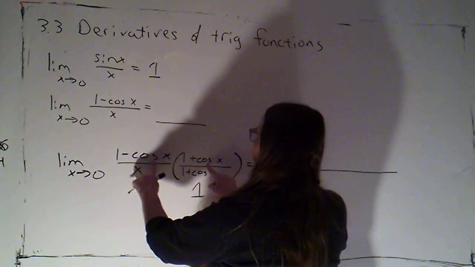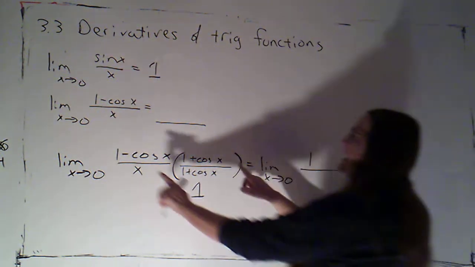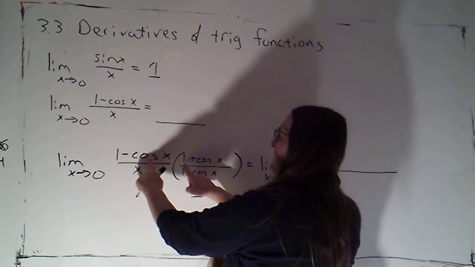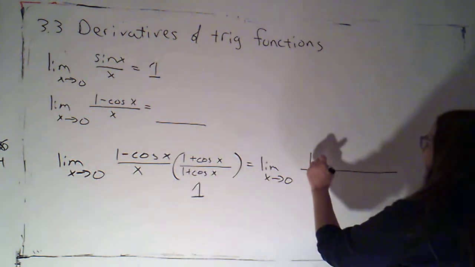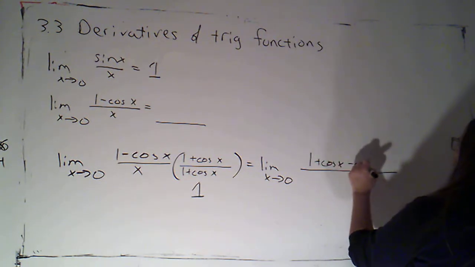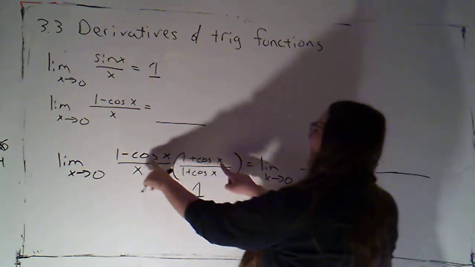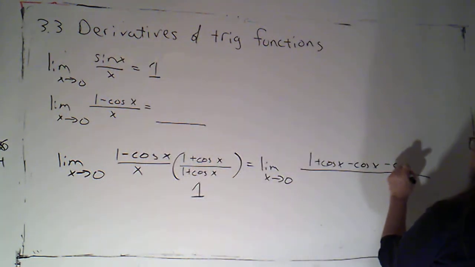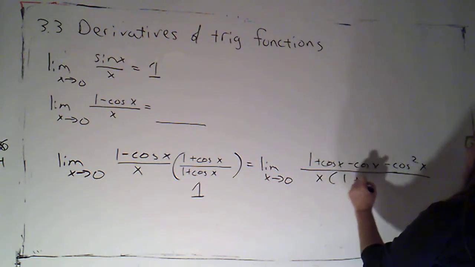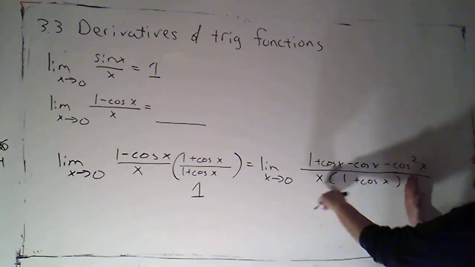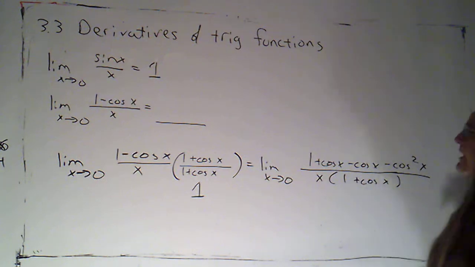All right, if I FOIL out the top, the first terms give me 1. The outsides give me cosine x and the insides give me minus cosine x. So those are going to cancel. I'm going to write those in just so we don't forget that we are actually FOILing this out. My last terms are going to give me minus cosine squared x. And then this is over x times 1 plus cosine x. I'm not going to do the multiplication on the bottom. I'm just going to keep that x separate.